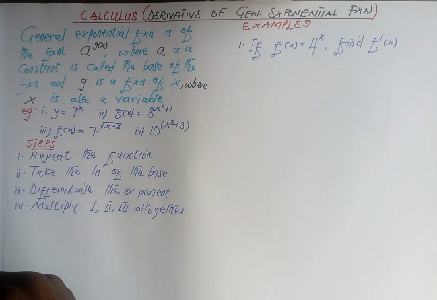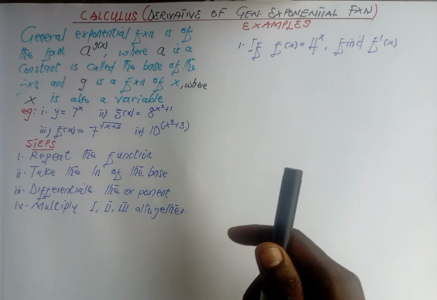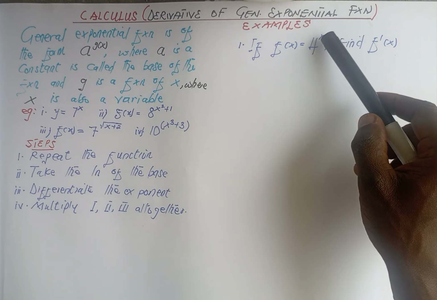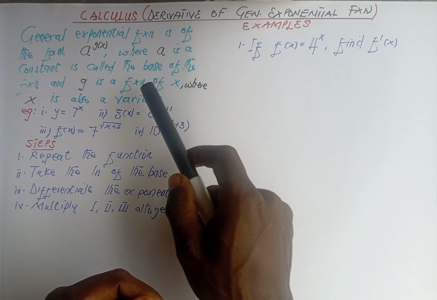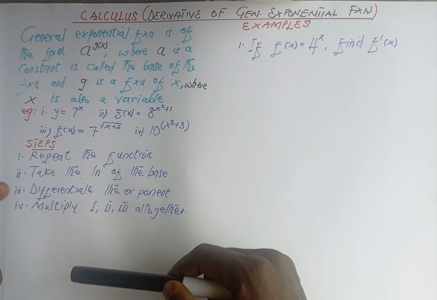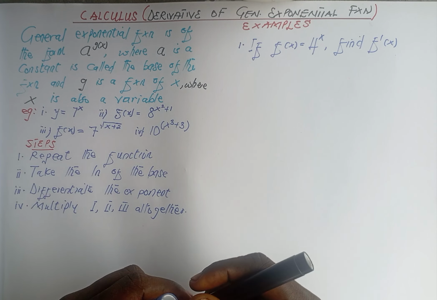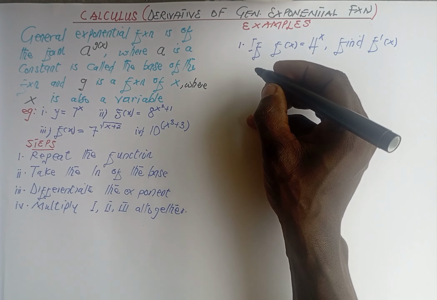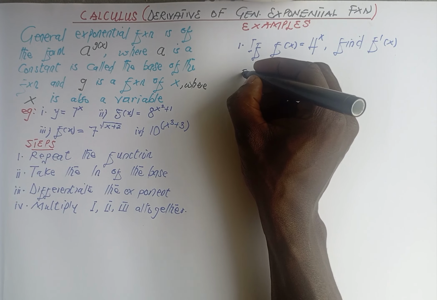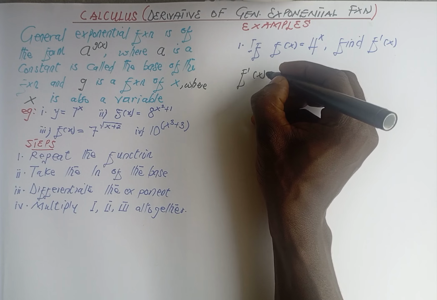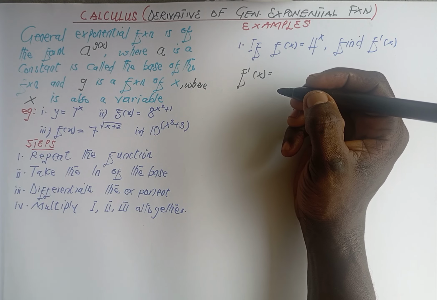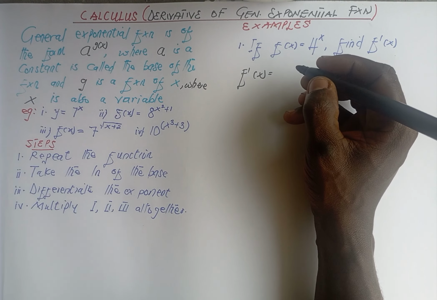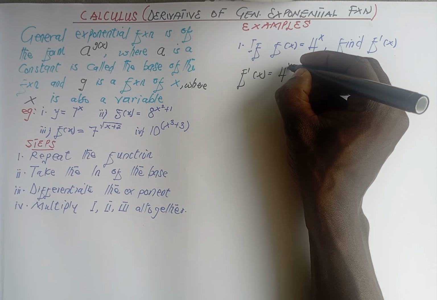So we have our first example here, which says that we have to find the derivative of 4 power x. So this is a general exponential function of this very form. So we can apply these steps. Okay, so let's start. The first step says that we first repeat the function. So to find the derivative, the gradient or the slope, you know that our f prime of x, which is the derivative, which is the same as dy/dx, is we repeat the function. So the function is the whole of this. So we are going to repeat it. So that is 4 power x.